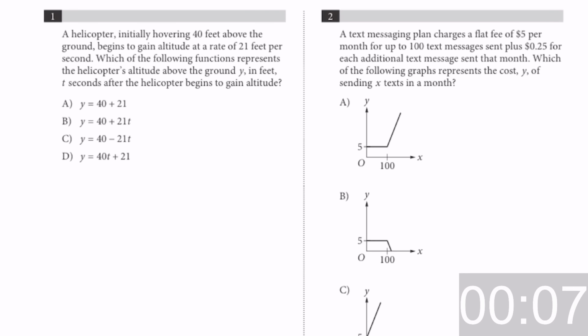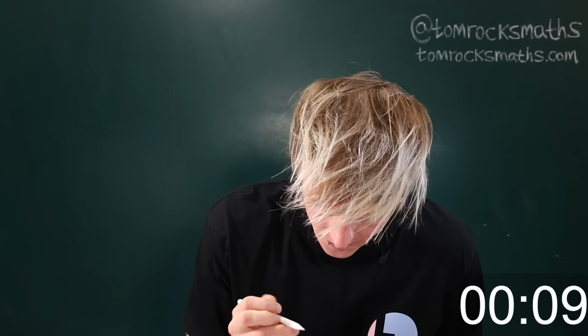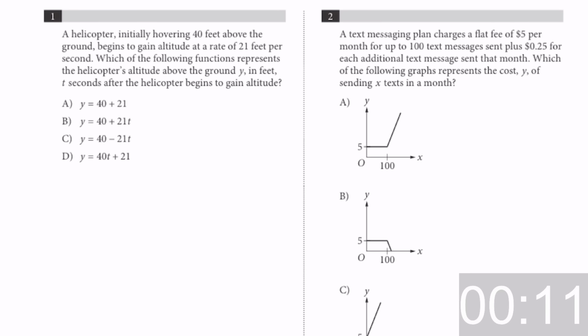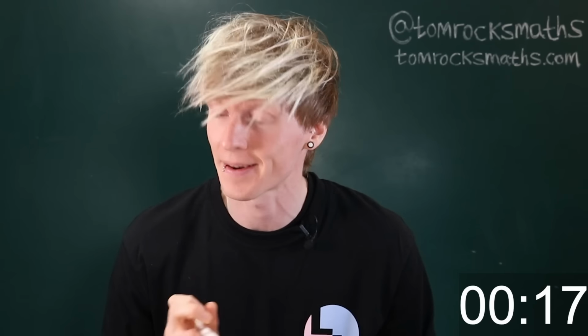of 21 feet per second. Which of these is the helicopter's altitude above the ground t seconds after? So you need 21t starting at 40, so B. Didn't need the calculator for that.